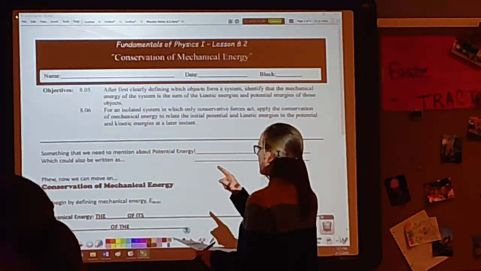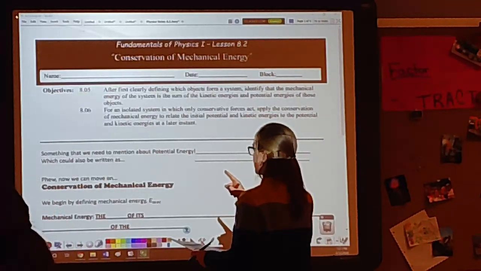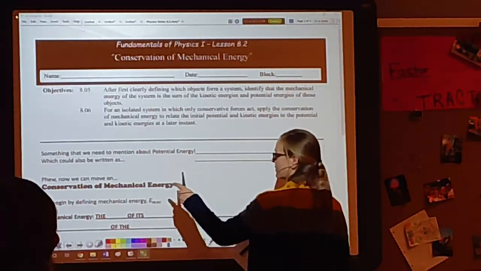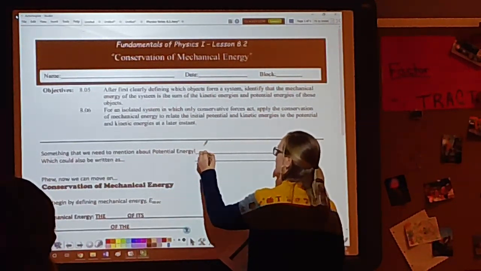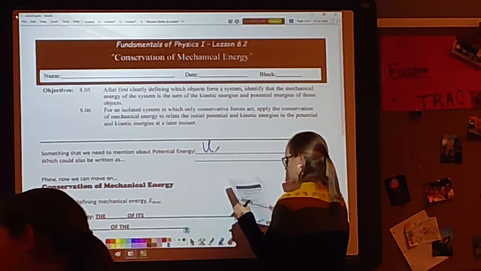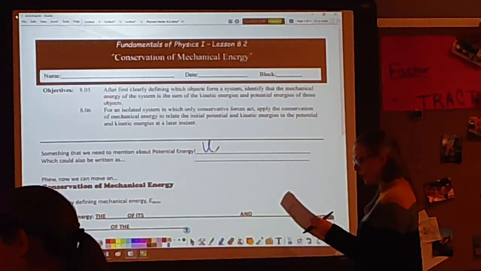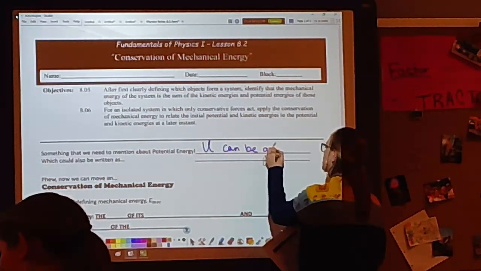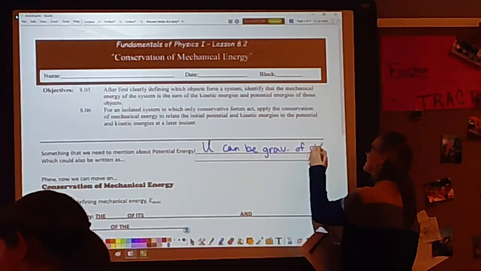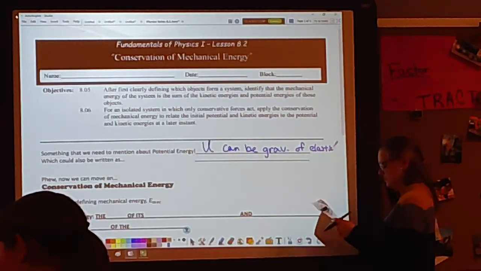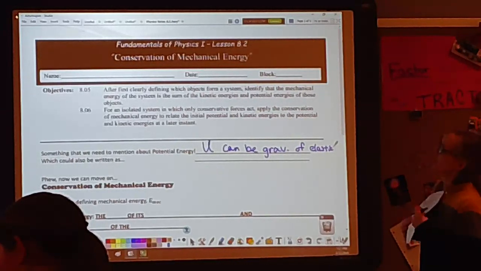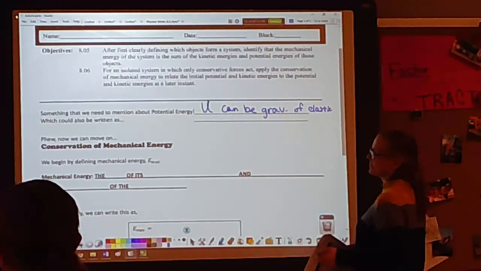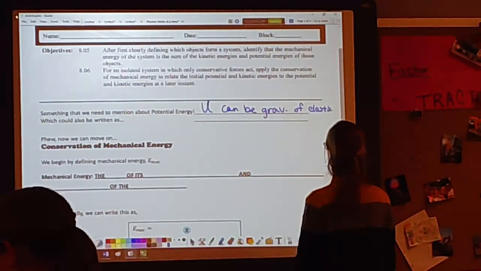Something we need to remember about potential energy. I don't know. That'll be fun. Let's go ahead and see what that is. Why don't we write this? I want to write U equals, what do I want to write? I don't know. Let's write U can be gravitational or elastic. Okay. Which could also be written as, it looks like I was thinking something else. I'm not too worried about it. We'll figure it out. What did I write?